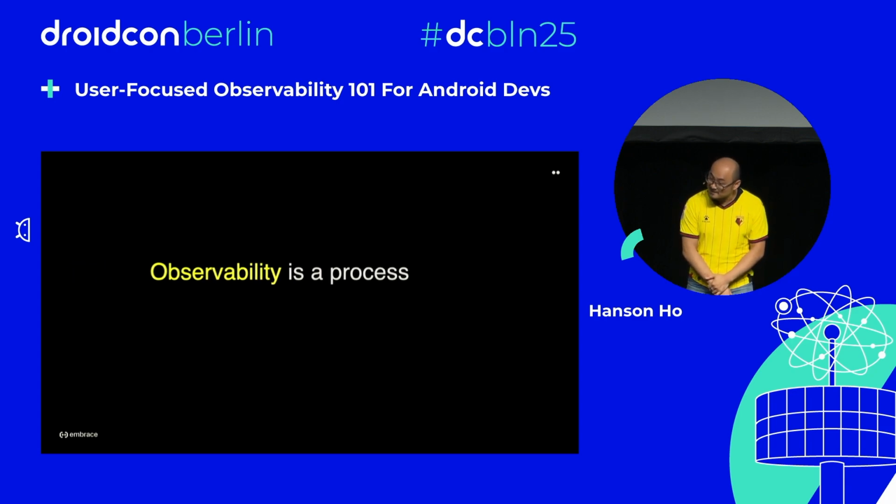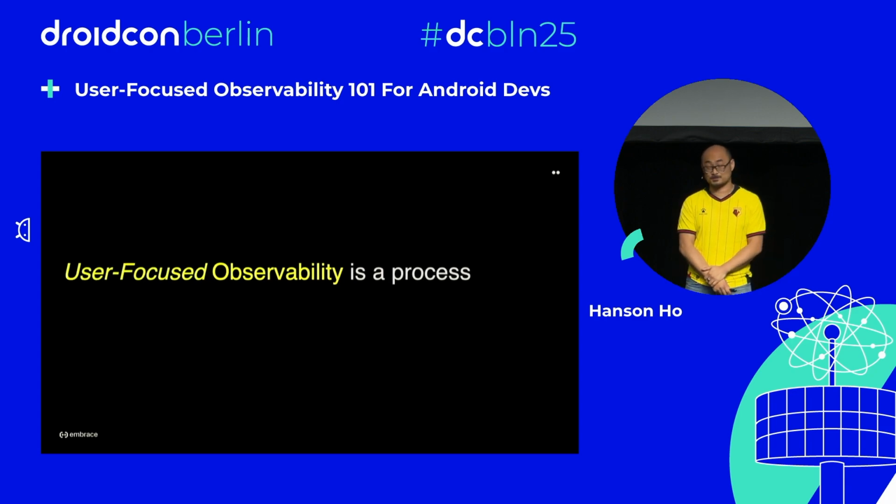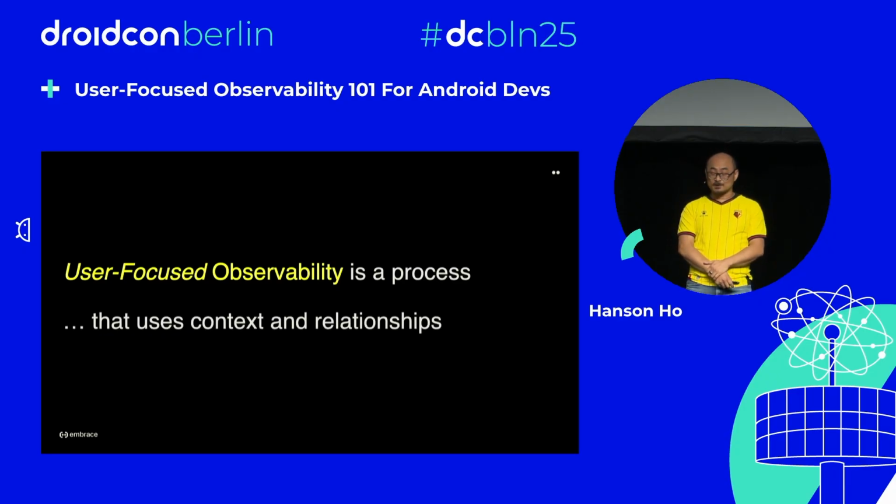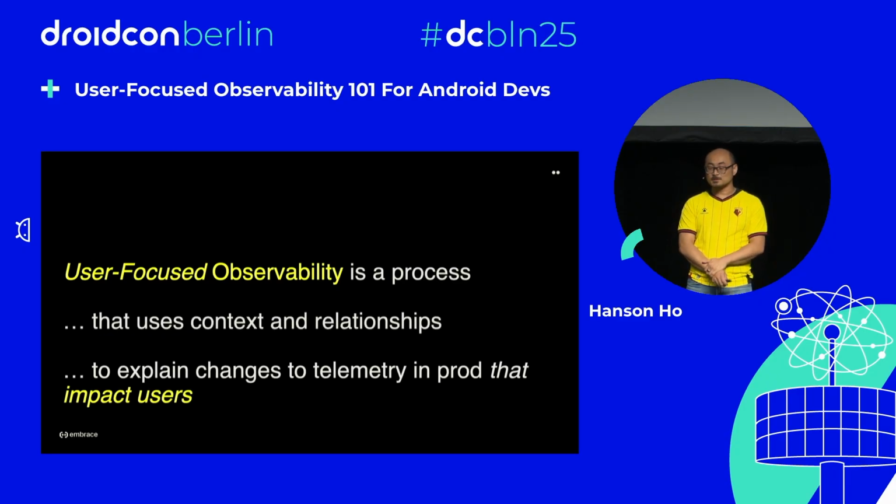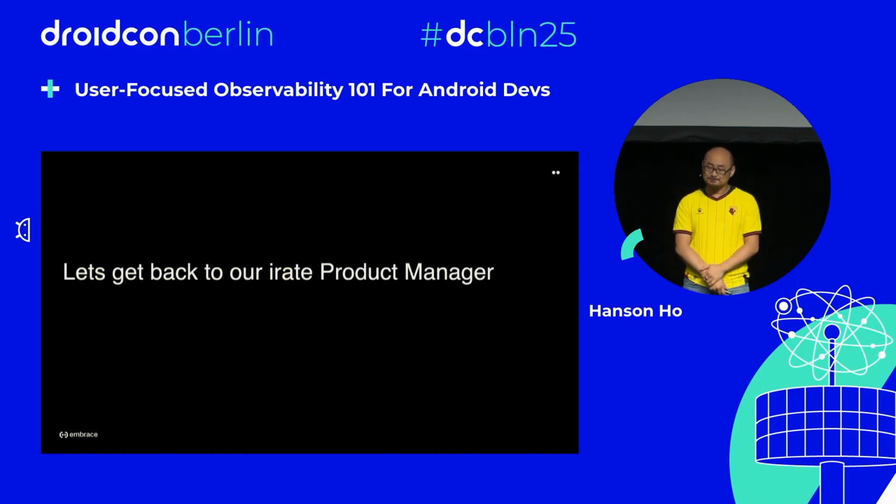Observability is a process, and so is user-focused observability. It also uses context and relationships to explain changes to telemetry in prod that impact users. This is user-focused observability. It's not monitoring, it's not debugging, it's understanding how users are impacted by changes to your app. If you got this, you got user-focused observability.